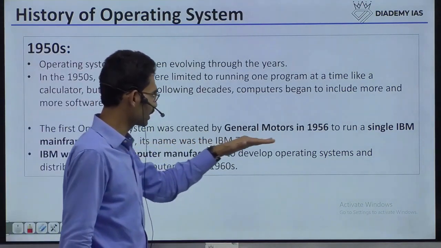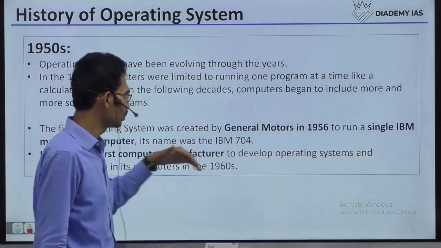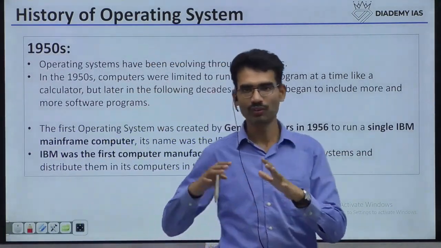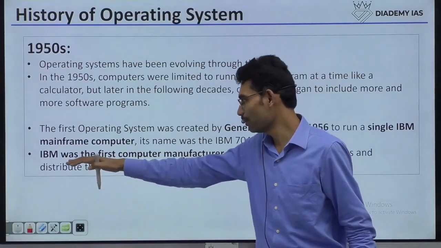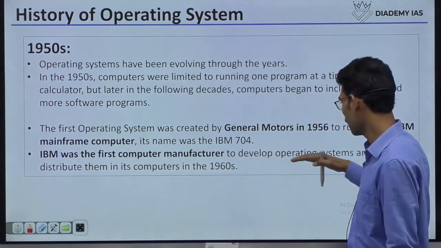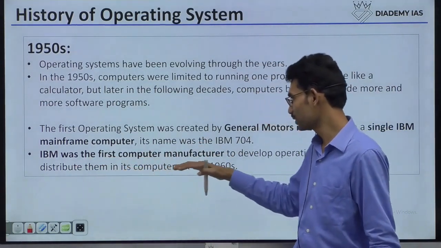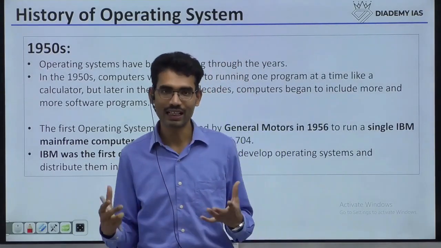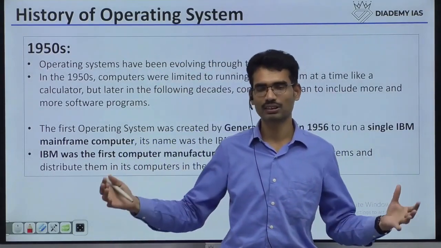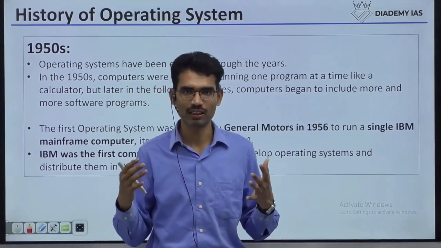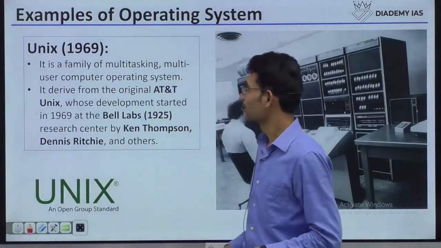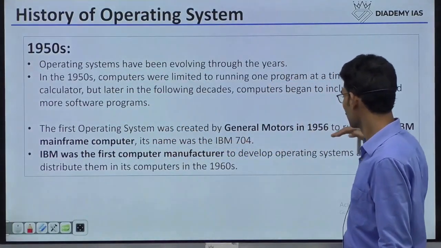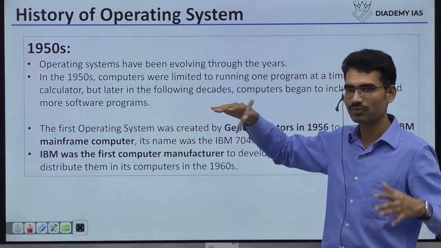The first operating system was created by General Motors in 1956 to run a single IBM mainframe computer. Its name was the IBM 704. It was the beginning of the operating system. IBM was the first computer manufacturer to develop operating systems and distribute them with its computers in the 1960s. Today we are seeing Apple computers, Dell computers, and various other companies coming up with computers. Earlier, IBM was the leader. Next one. This is how, in the 1950s, the IBM mainframe computer was a very huge computer.